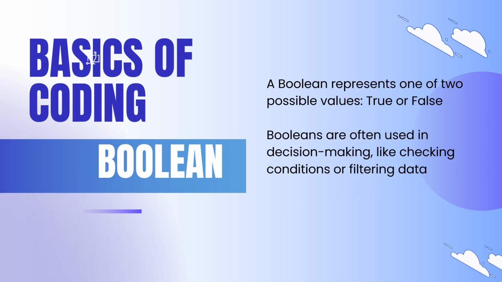Another data type is Boolean. A Boolean represents one of two possible values, true or false. Booleans are often used in decision making, like checking conditions or filtering data.